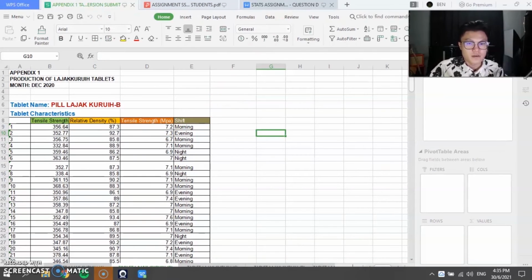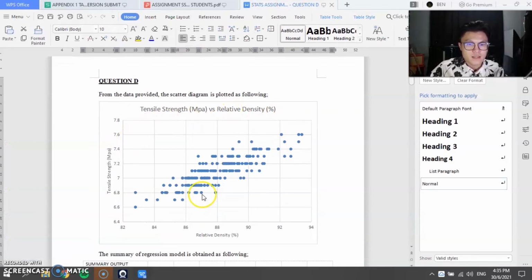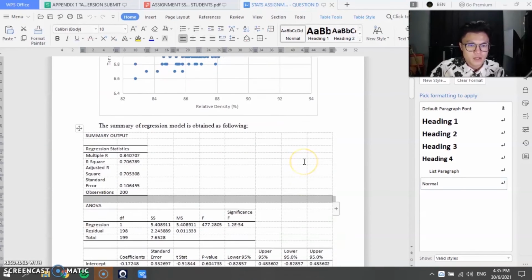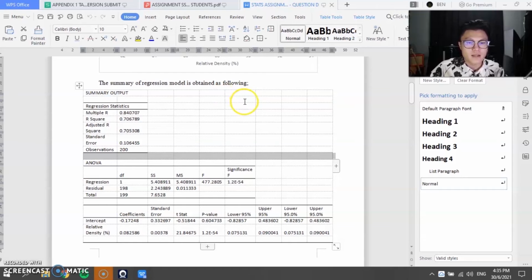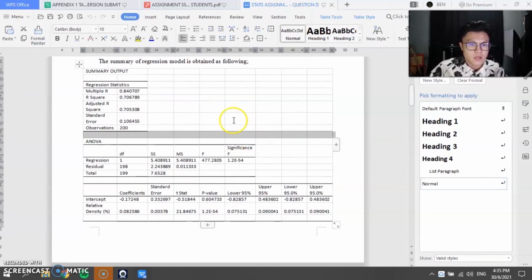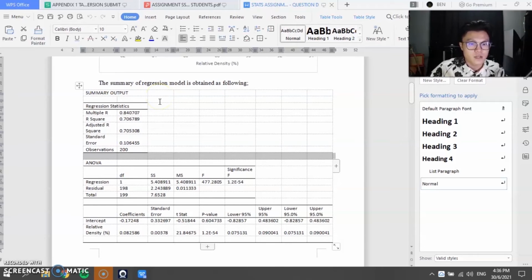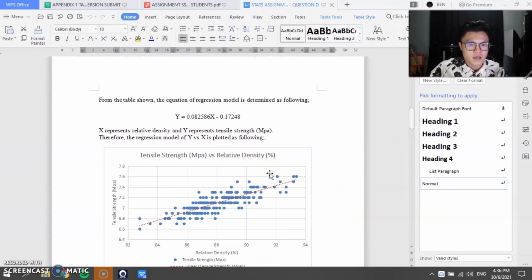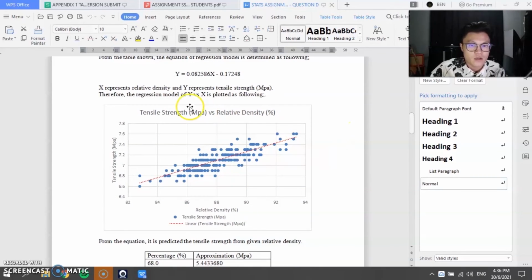From the data given, we can plot a scatter diagram as shown. Then, we can do data analysis in Microsoft Excel and obtain the following summary of the regression model. In this summary, we can get the values of the intercept and relative density. From the table, we get the regression equation: y equals 0.0825886x minus 0.17248.